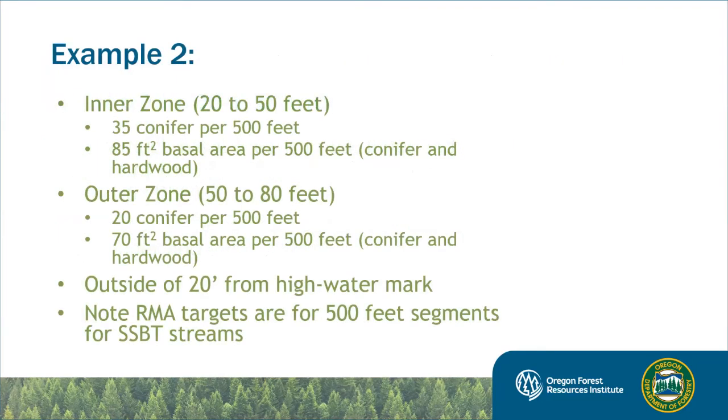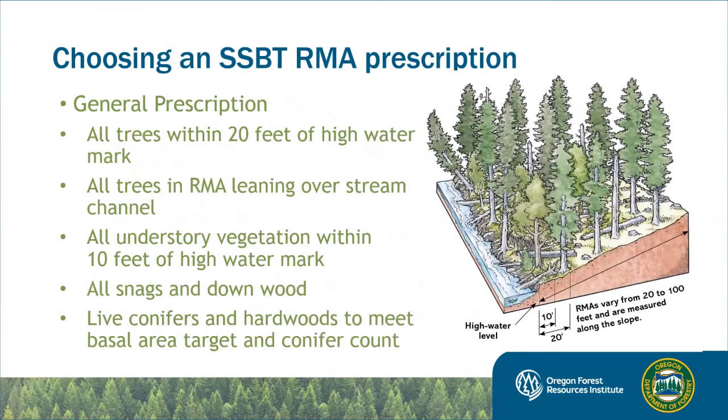And so if we were to go out and measure in our example, in the inner 20 to 50 foot zone, we measured 35 conifer per 500 feet and 85 square feet of basal area per 500 feet, and that's conifer and hardwood. Important thing to mention, it's at the bottom of the slide, but for type SSBT streams, the segment length is 500 feet, while on the previous type S example, the segment length was 1,000 feet. So that is an important difference to note. But back to the example, outer zone 50 to 80 feet, we measure 20 conifer per 500 feet and a basal area of 70 square feet per 500. And this is all stuff outside the high water mark, 20 foot high.